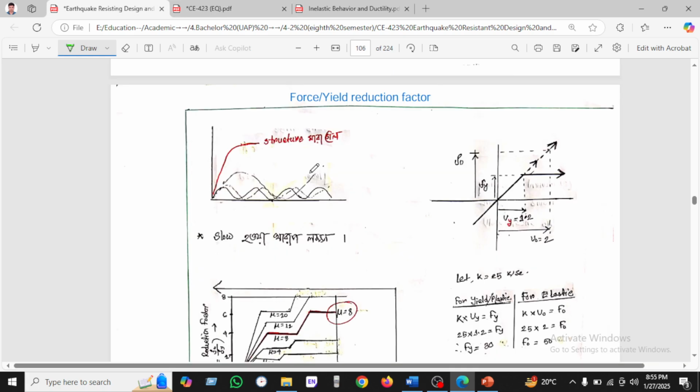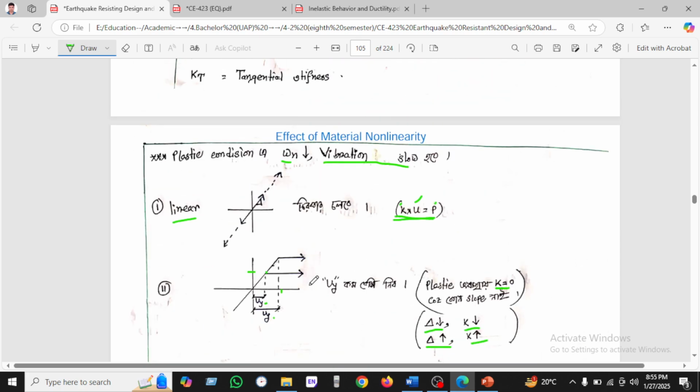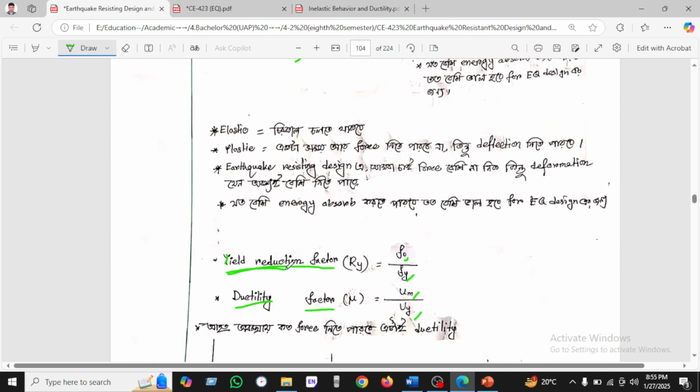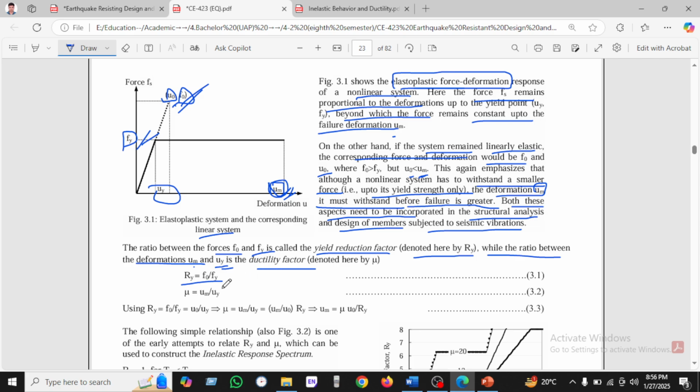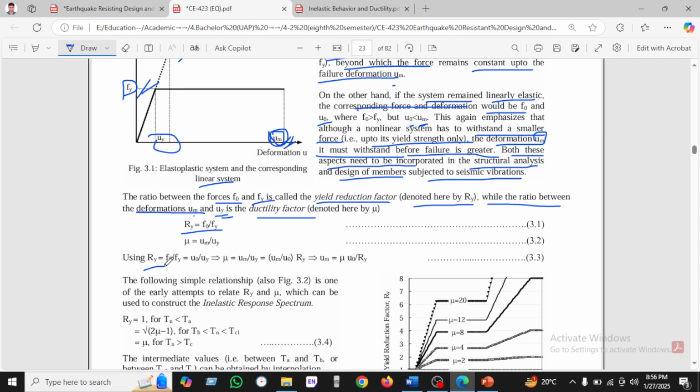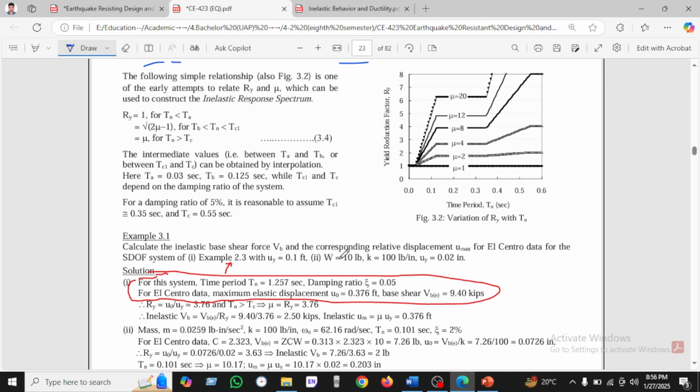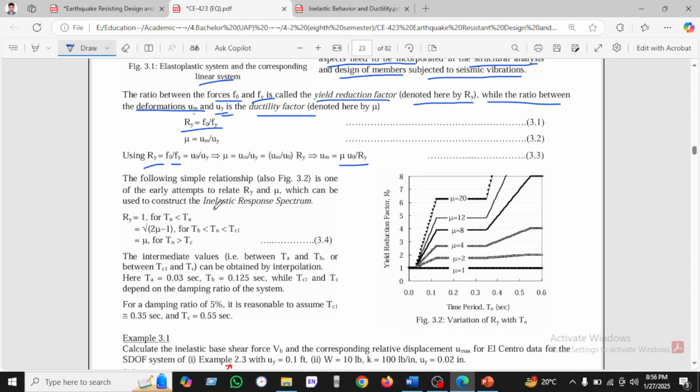We have already shown here the yield reduction factor Ry equal to F naught divided by Fy, and the ductility factor equal to U naught divided by Uy. Using Ry equal to F naught divided by Fy in this equation, we find the ductility factor. So we have seen here the inelastic response spectrum.